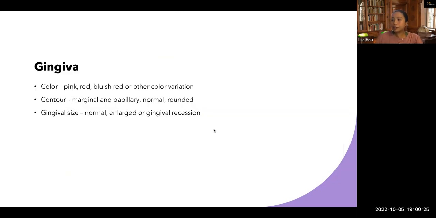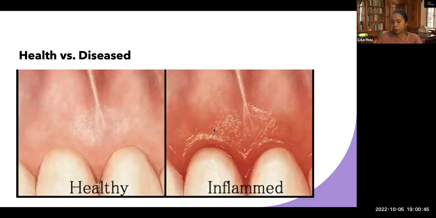So now, of course, after we check out the soft tissue, we want to look at the gums and the teeth. For the gums, you want to take a look at the color, the contour, and the gingiva size. So make sure it's normal, with no enlargement or gingival recession. For the contour, make sure the margin and the papillae are normal and rounded. For color, note pink, red, bluish red, or any other color variation. So of course, we all know, here's a picture of healthy versus inflamed.